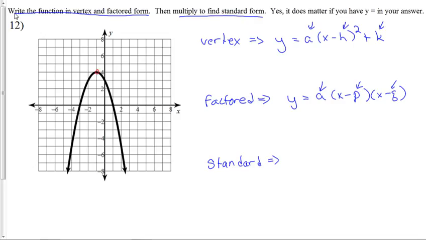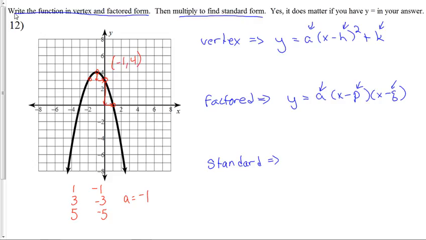So here's the vertex, and the next point you see is right here, or here. And notice it went down 1 and right 1. So if the normal pattern is 1, 3, 5, and we're actually getting -1, and then probably -3, and then -5, you can see that A has to be -1. So for both of these A's in vertex and factored form, you're going to put -1 in that place. Now the vertex is -1, +4.